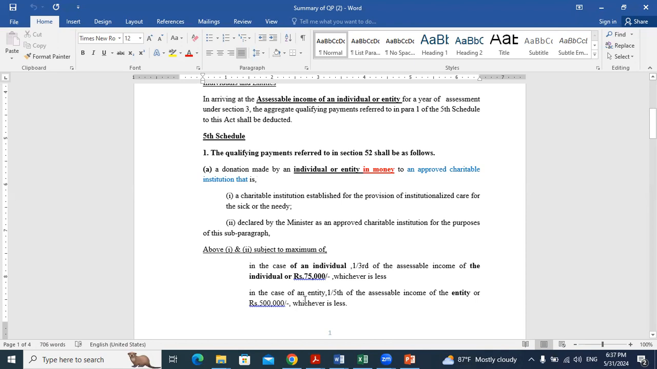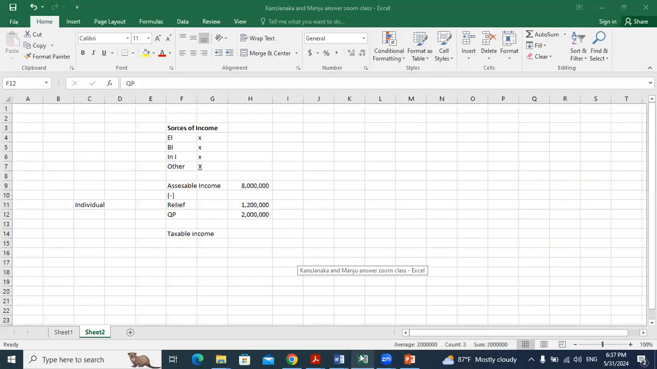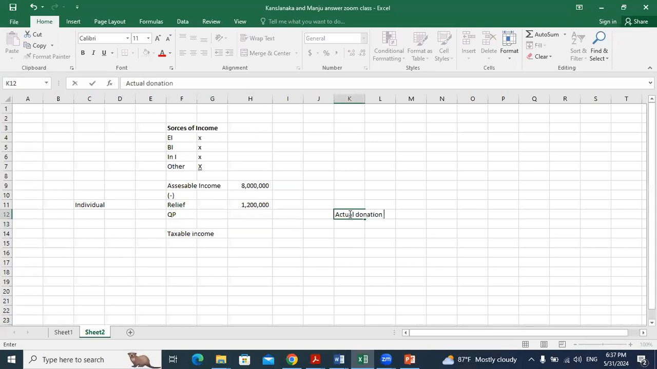In the case of an entity, 1/5 of the assessable income of the entity or rupees 500,000, whichever is less. So, say there are qualifying payments. Let's say this is an individual, and the actual donation in money is, let's say, rupees 200,000 by this individual.